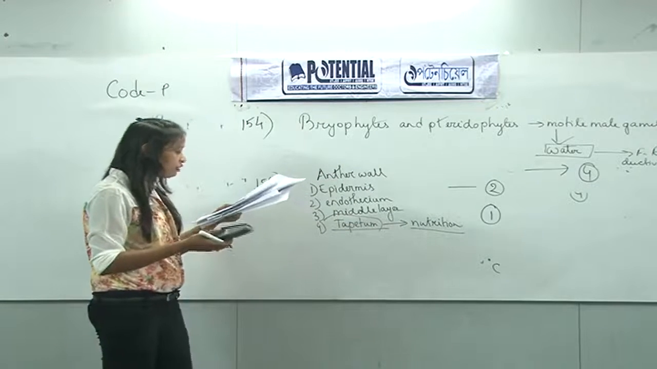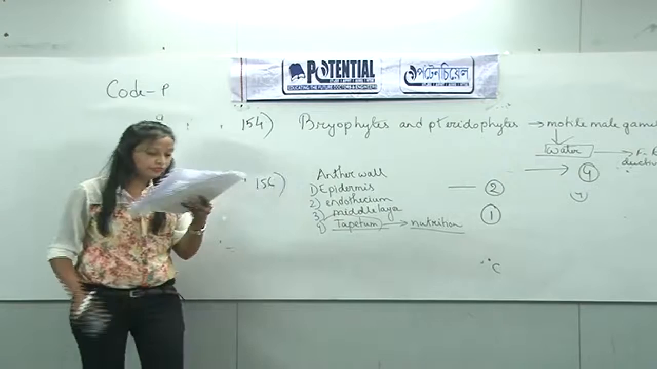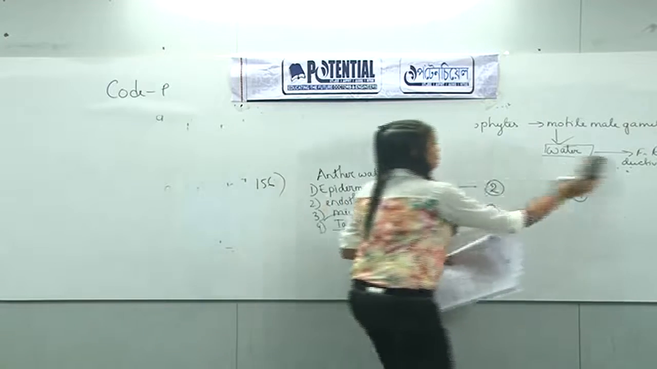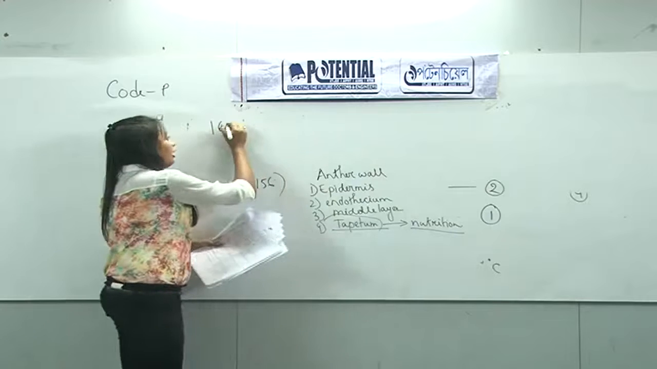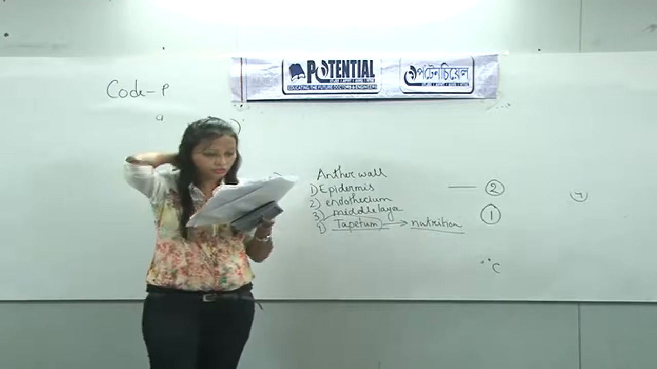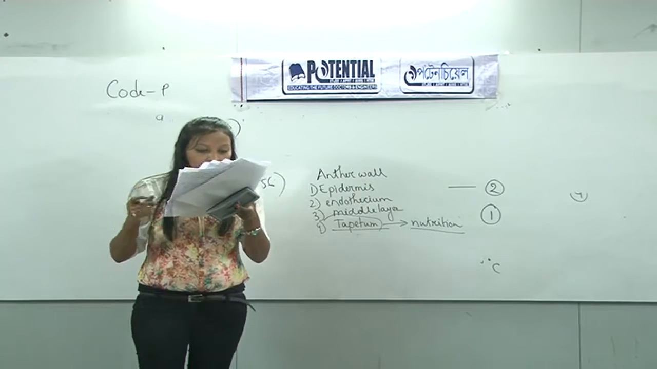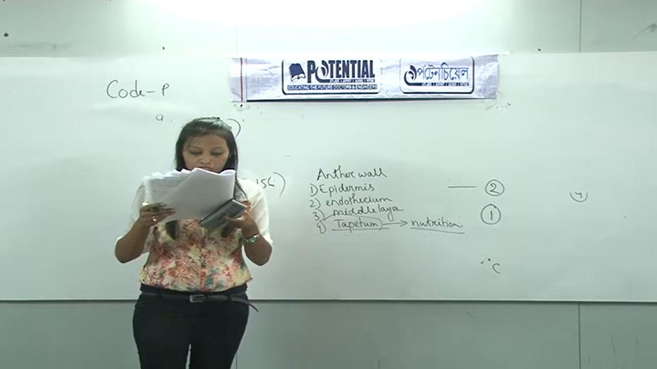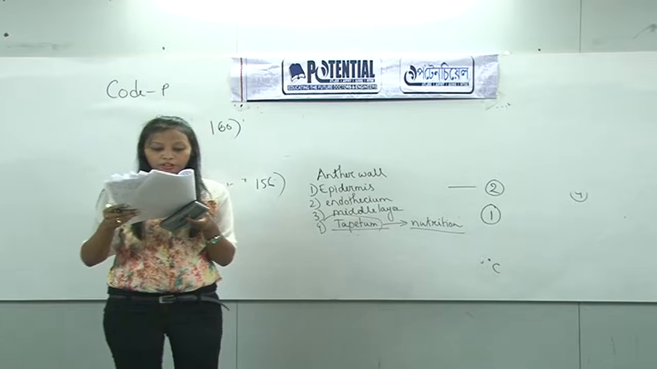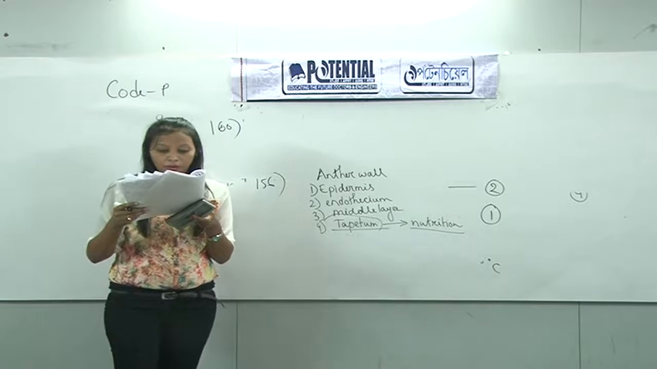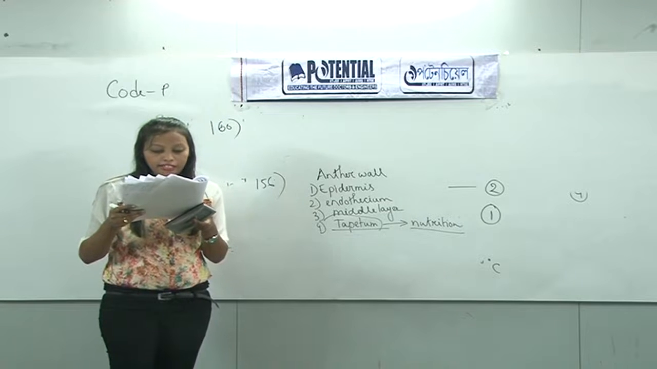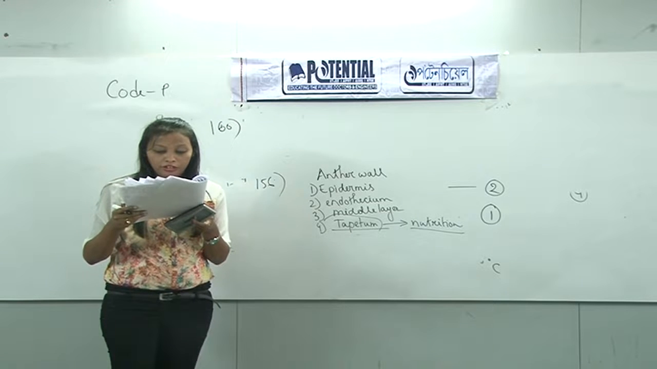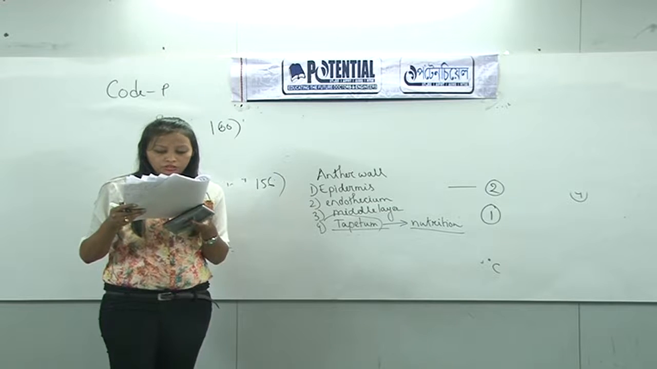Then next move to question number 160. And the question is, nomenclature is governed by certain universal rules. Which one of the following is contrary to the rules of nomenclature? We know ICBN fixed some rules for the binomial nomenclature, and in the options we have to find out the rule which is just opposite to that.